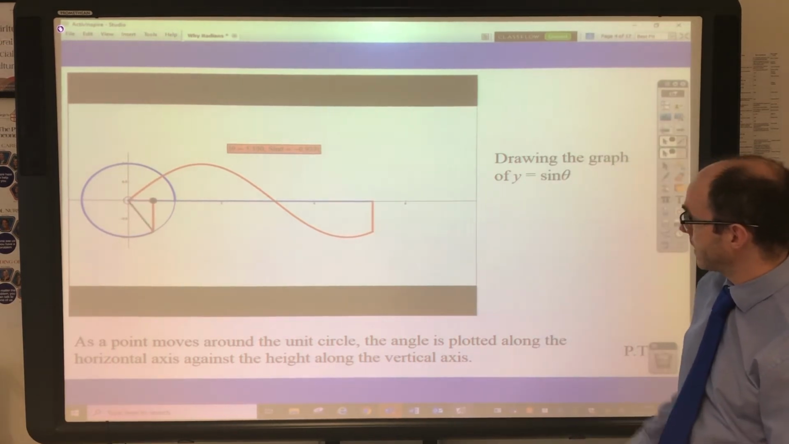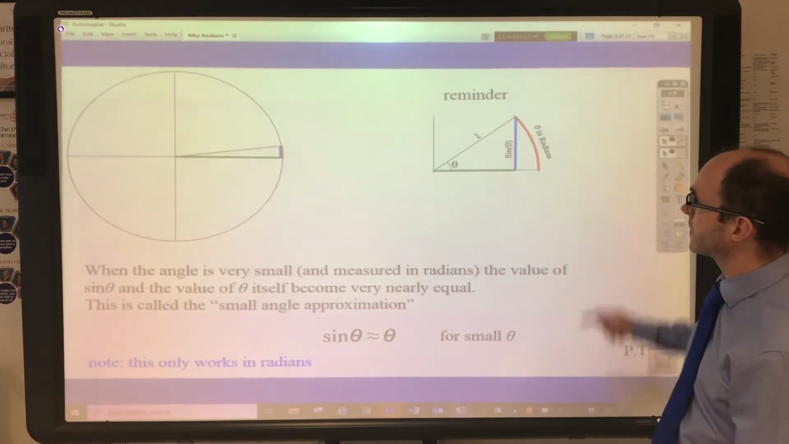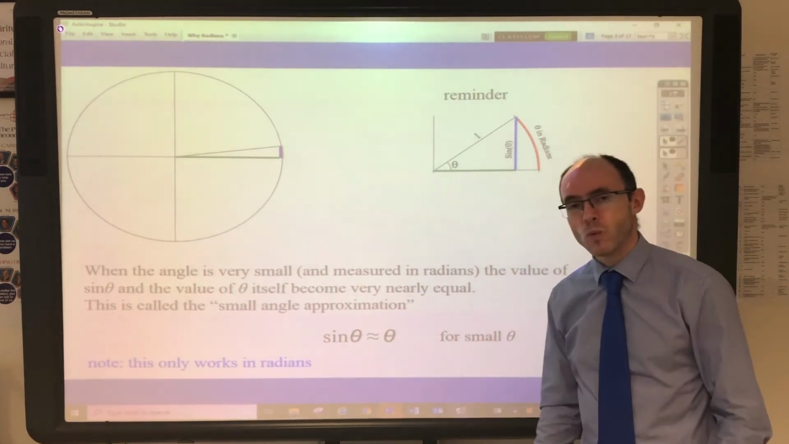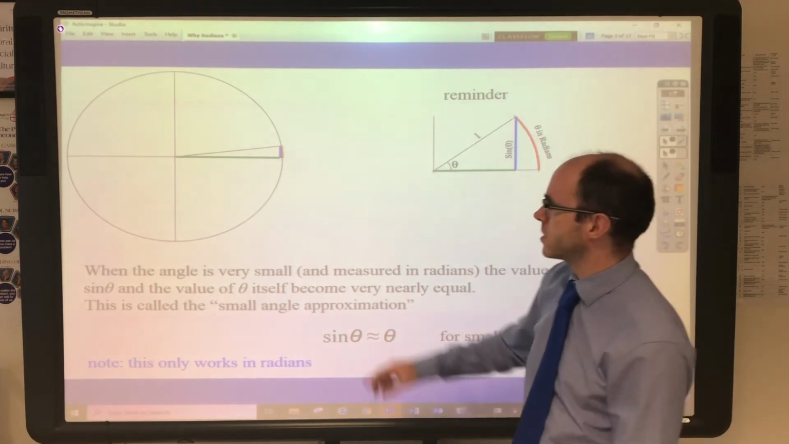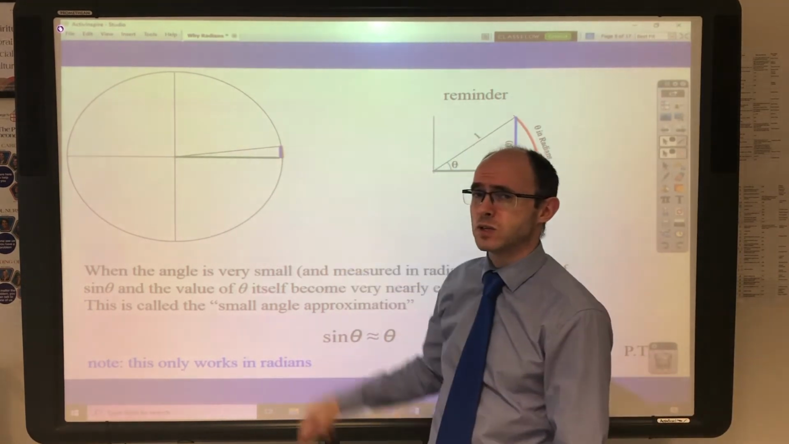Okay, and that's the graph of y equals sine x or y equals sine theta. Okay, moving on. When the angle is very small, look, on this here we've got a very small angle. You can see the arc length is very small as well.